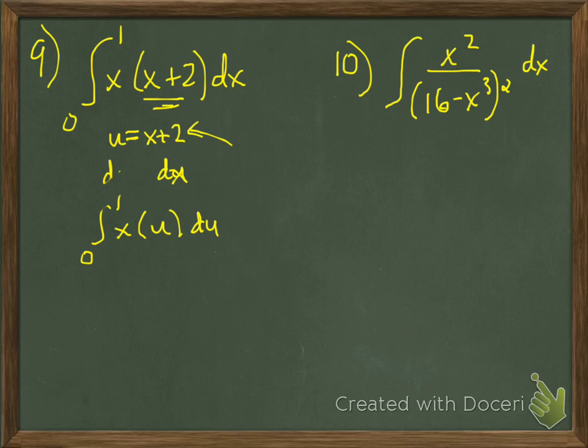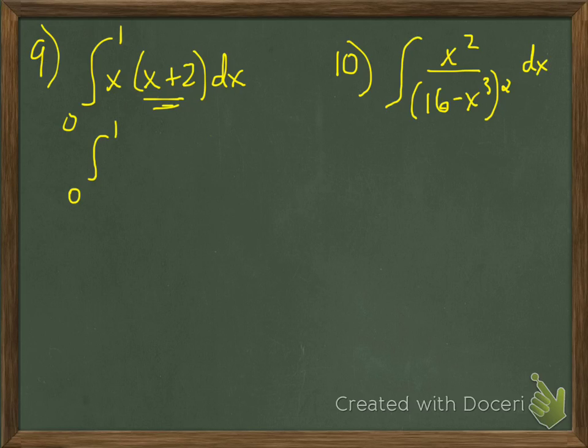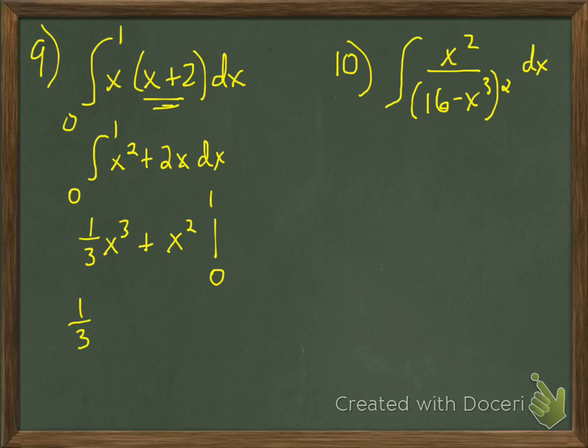An easier way to do this one, though, is just to multiply your polynomials out. So x squared plus 2x, now it's a simple polynomial. 1/3 x cubed plus x squared, 1 to 0. 1/3 plus 1 minus 0 minus 0, or minus 0 plus 0, which is 1 1/3 or 4/3.